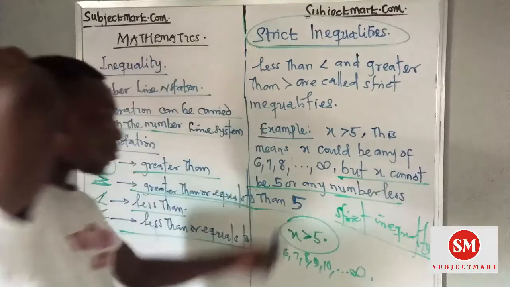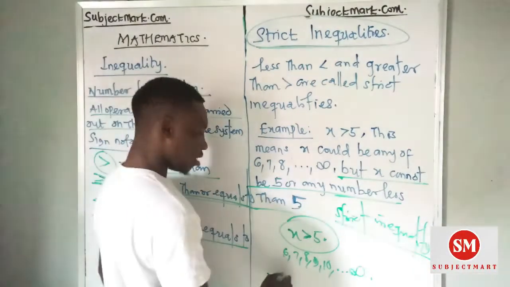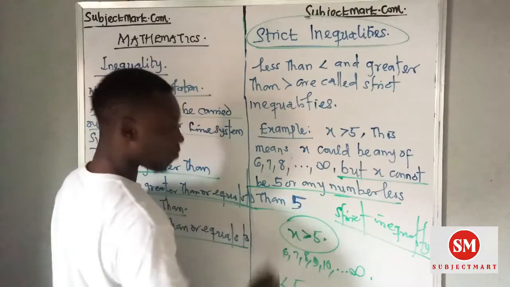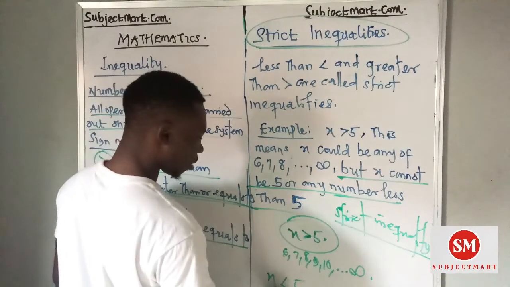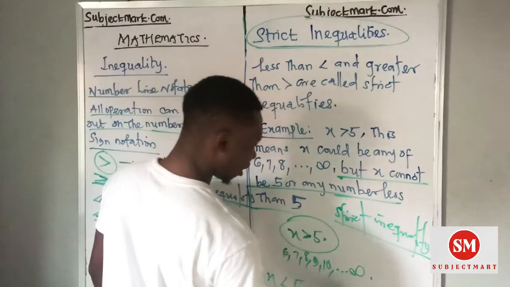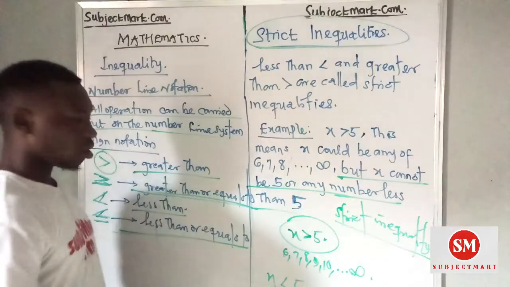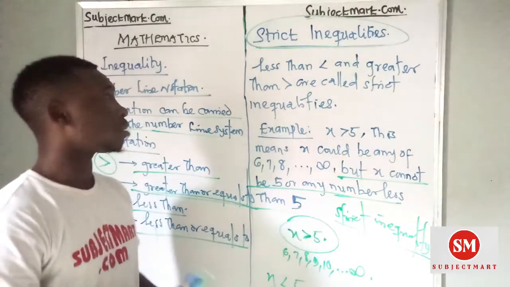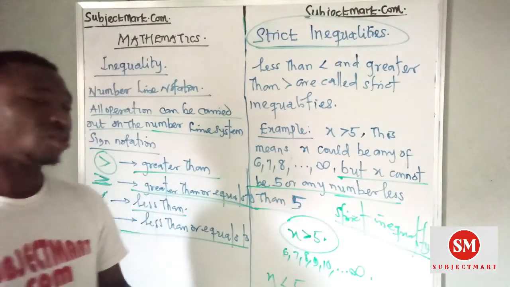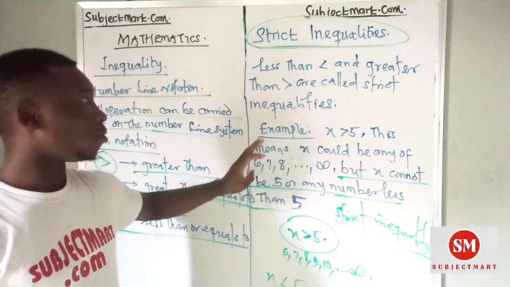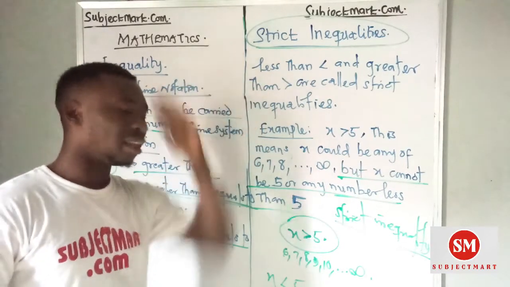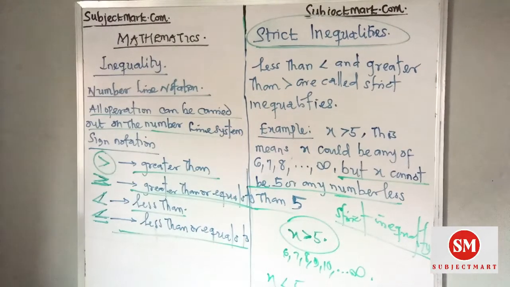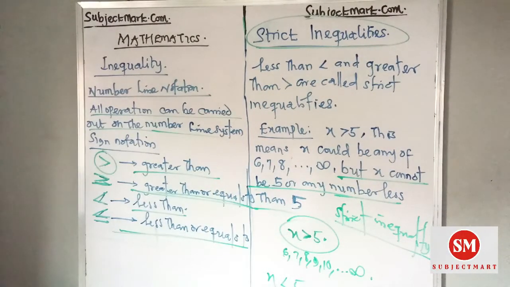But if I say x is less than 5, this means x is any number that falls between 4, 3, 2, down to negative infinity. When I explain the weak inequality, you're going to understand this better. So greater than and less than are strict inequality. Please note that because it's very necessary.